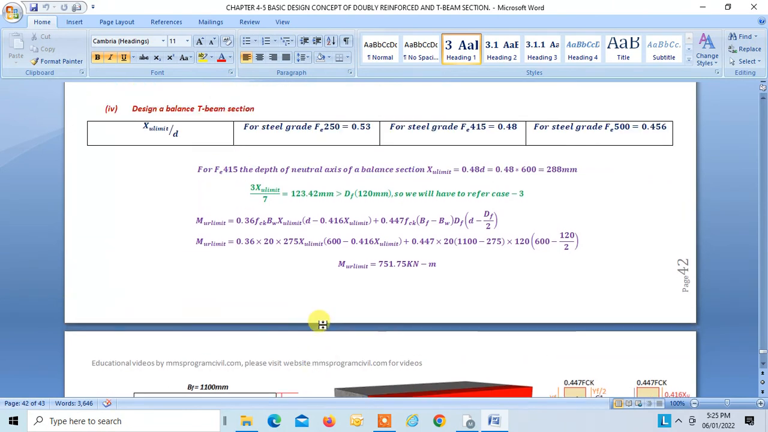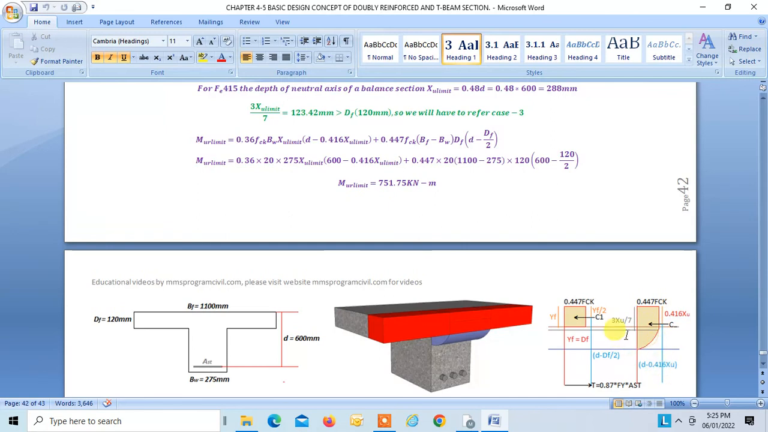Okay, so take C into lever arm plus C1 into lever arm. This is C into lever arm, this is C1 into lever arm. Over here YF is equal to DF, right? So you have to replace YF by DF. That is the only change. Okay, simple, very simple. So you find your Mu limit as 751.75.